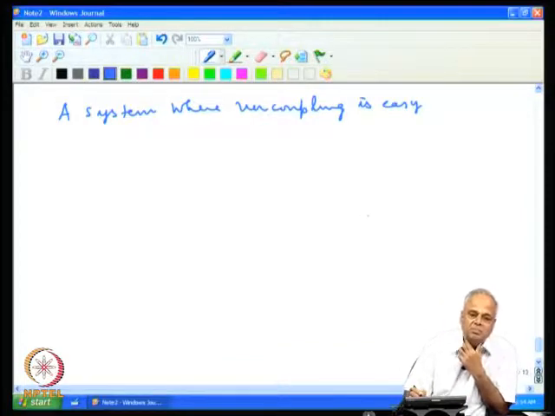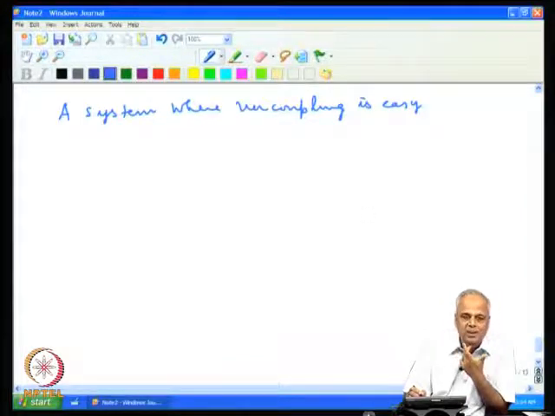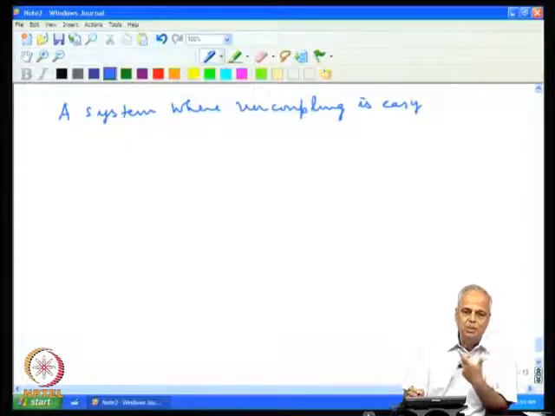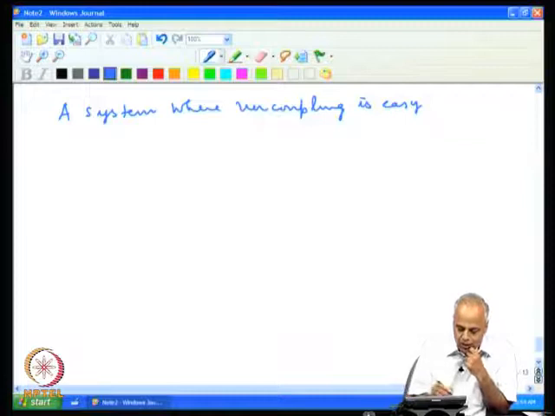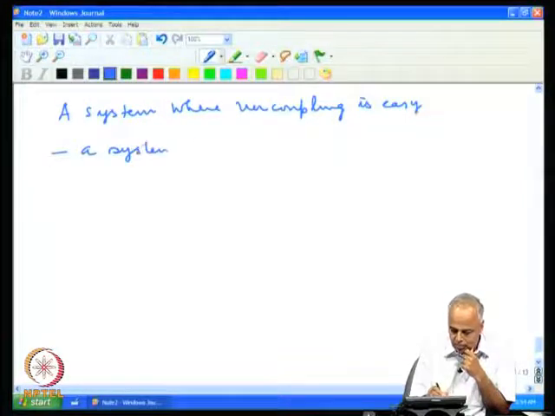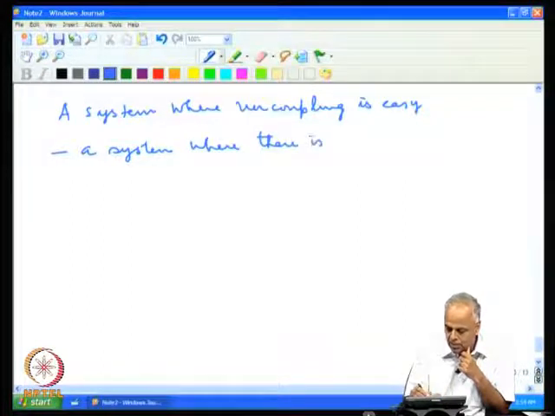What is such a system? Obviously, there is no coupling at all. Right in the beginning, in this equation itself there is no coupling, then that is an easy system because the work is already done. So, a system is, that is a system where there is no coupling.